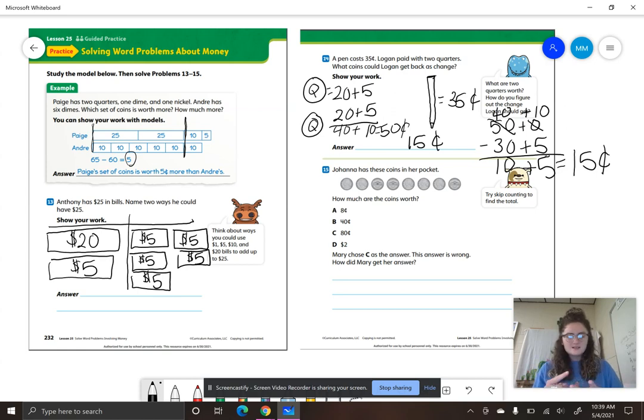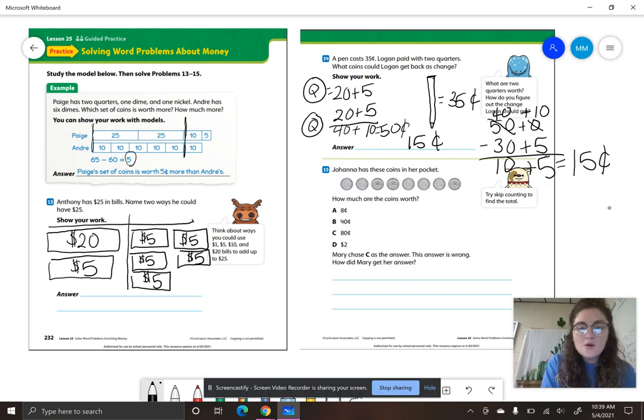Dimes, quarters, pennies. What is this coin, Smarties? It's a nickel. How much are nickels worth? We know a penny is worth 1 cent. We know a dime is worth 10 cents. And a quarter is worth 25 cents. How much is a nickel worth? 5 cents. Ooh, our hint told us to skip count by fives. Can we do that? Let's do it.